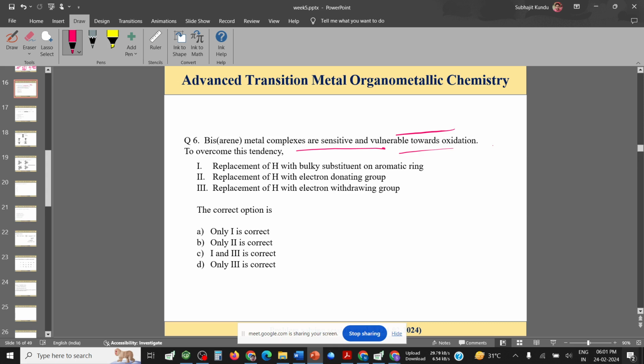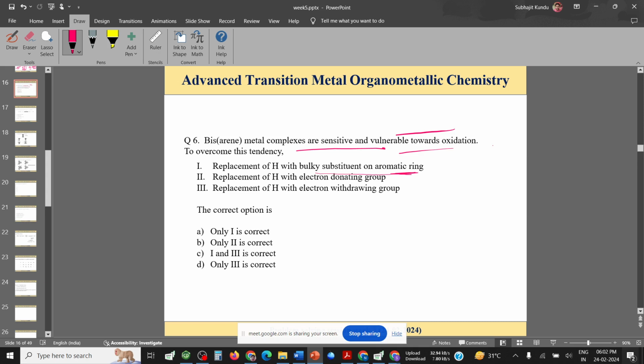So as you will learn, there are fewer electrons, that is an electron rich system, that is the ligand and metal. The increase of bulky substituent on the aromatic ring, that is the arene ring, will create more repulsion. If we increase the bulky substituent and create more repulsion, then the dissociation energy will be less, that is the dissociation will be less.